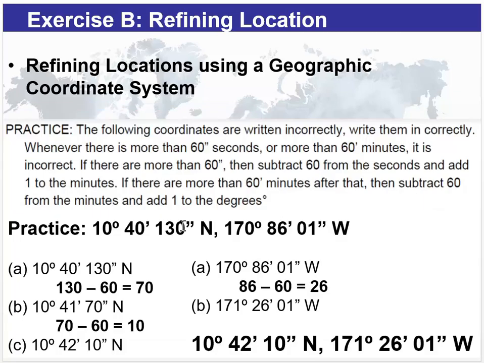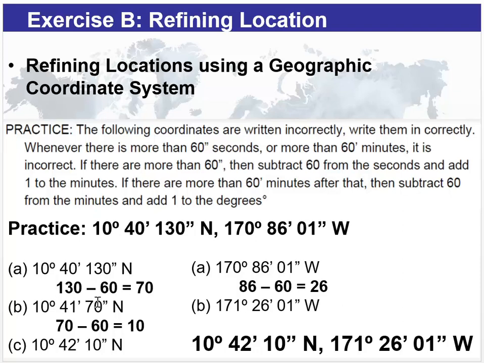And as we looked at before, 130 seconds is incorrect. So we have to convert this into an acceptable amount of seconds. So we're going to go ahead and start with this one and say that we know that 130 seconds is more than we need. So we have to subtract an entire minute, meaning we are going to subtract 60 from that. And that is going to leave us with 70 seconds. And we're going to take that 60, which is in essence an entire minute because it's 60 seconds, and we add that 1 minute to the minutes. So after our first step, we are then left with 10 degrees, 41 minutes, and 70 seconds.